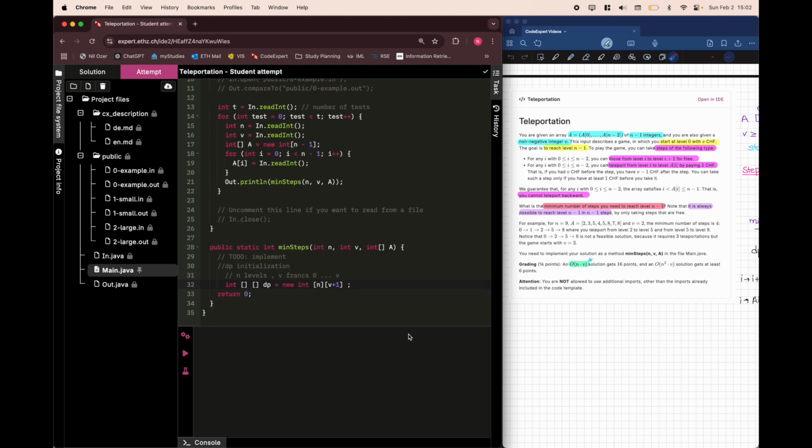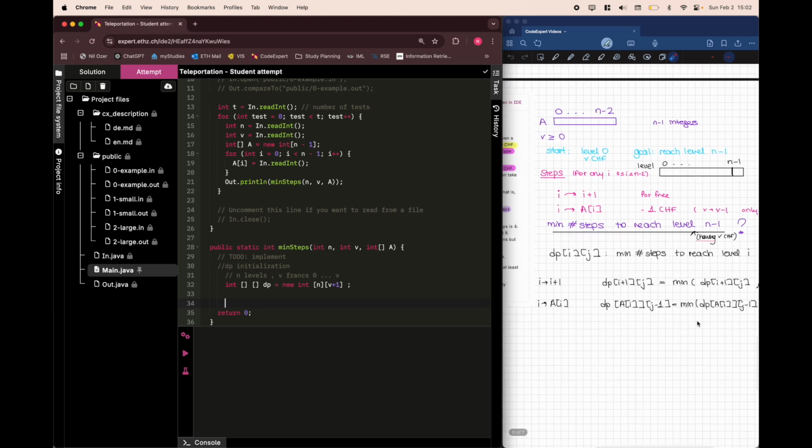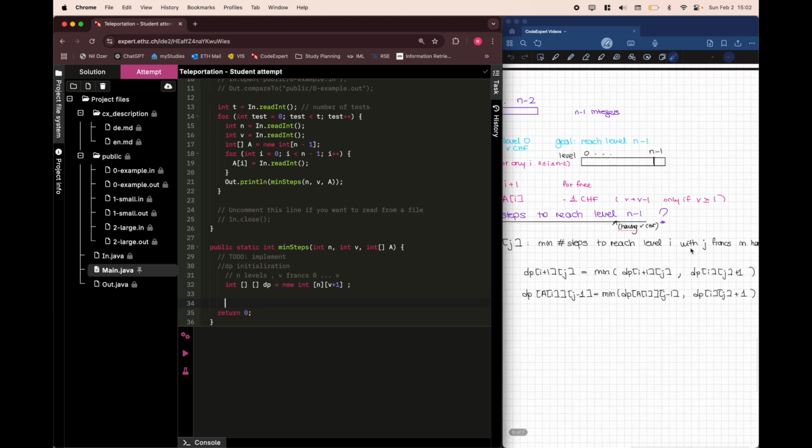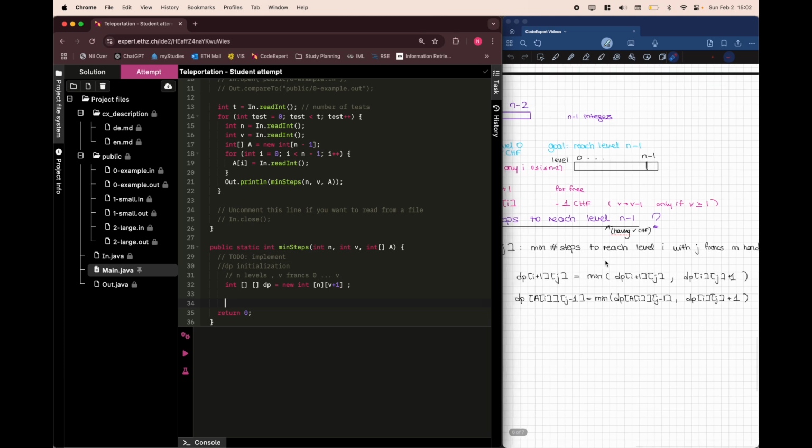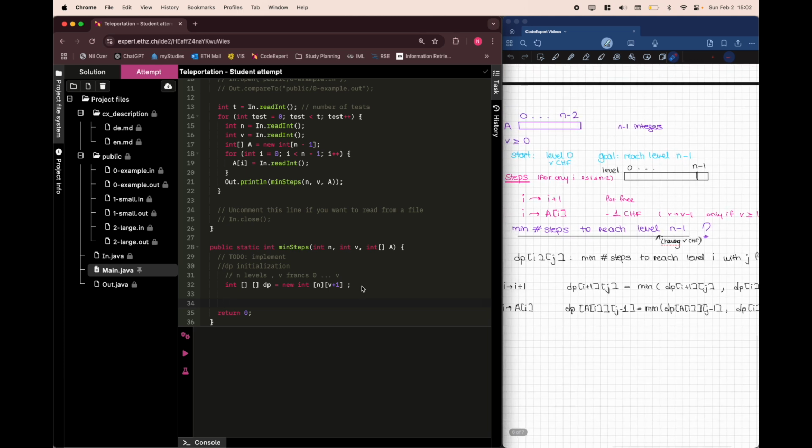Here, after I define the dp table, I is for the levels, j is for the francs. What can the levels be? Levels can be 0, and can go up to n minus 1. So how can you express this in a table? You need n minus 1 minus 0 plus 1, which is n, the number of entries. So the first dimension needs to be n.